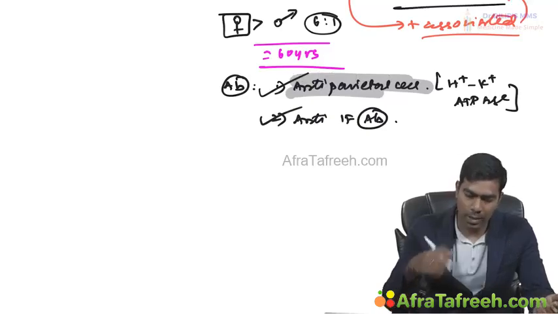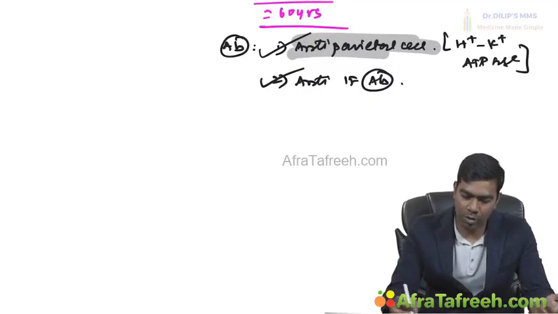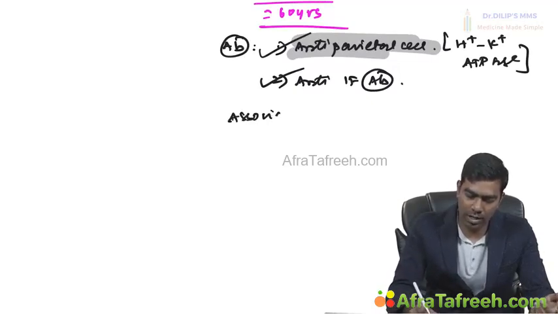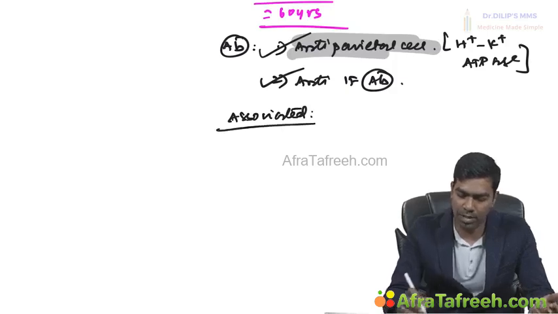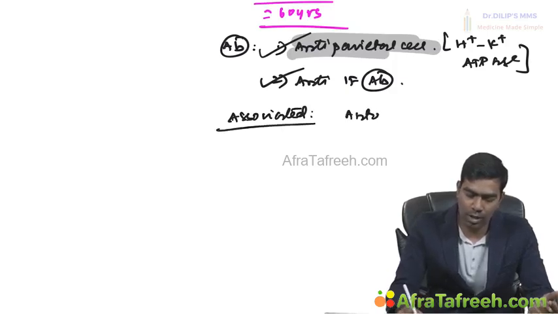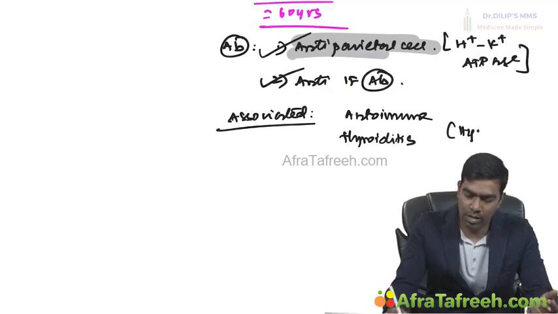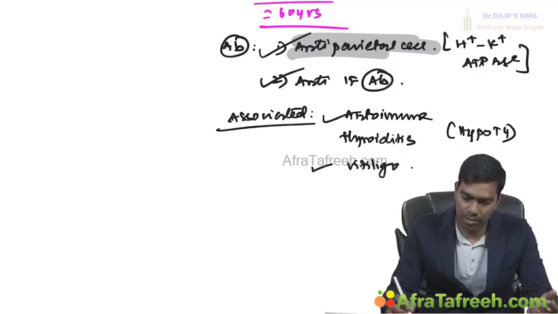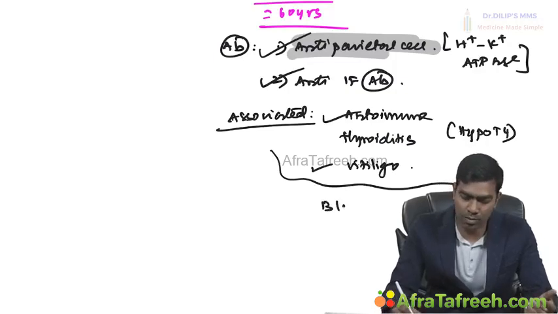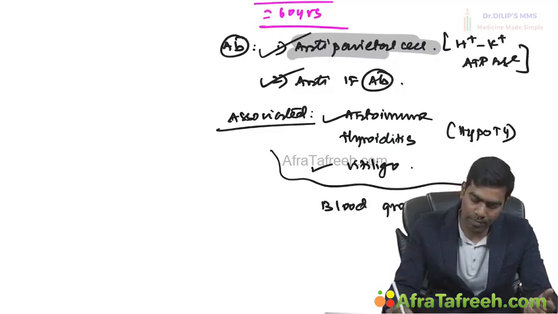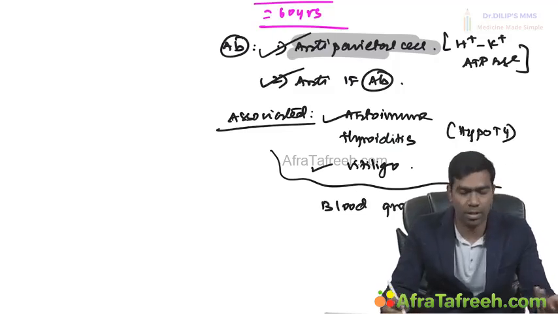If you ask me what the other associated conditions are, as I told you, a lot of other conditions are associated with pernicious anemia. You can have an autoimmune thyroiditis, like Hashimoto's thyroiditis. Because of that, you might have hypothyroidism. And second, people may have vitiligo. At the same time, apart from the autoimmune associations, patients may have an association with blood group A. Blood group A has a higher association with pernicious anemia.